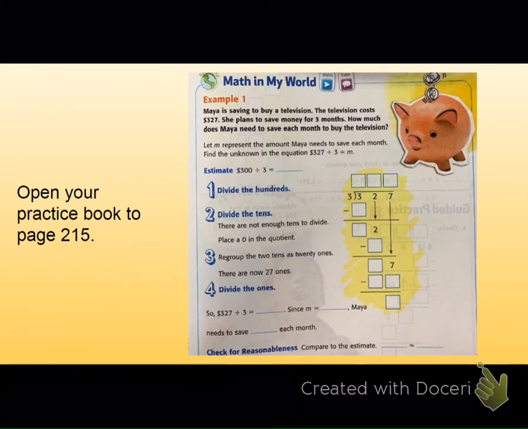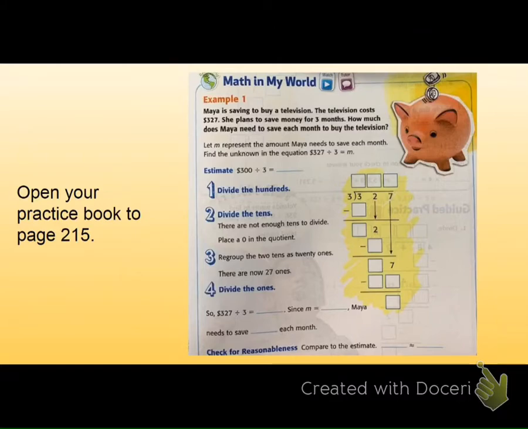All right, if you'd please take out your practice books, open it to page 215. It should look like what I have up there on the screen. Let's go ahead and take a look at what they're asking us. All right, example number 1. Maya is saving to buy a television. A television costs $327. She plans to save for 3 months. So how much does Maya need to save each month to buy that television?